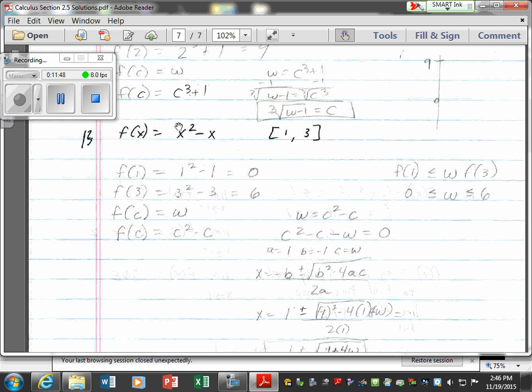Alright, we have a new function, we have a new a and b. F of a, right here, f evaluated at 1, that means go to your function, plug in 1 everywhere, and we get 0. F of 3, our b, is the function evaluated at 3, which is this calculation right here. Go to your function, plug in a 3, we get 6. We know our W is somewhere between 0 and 6.